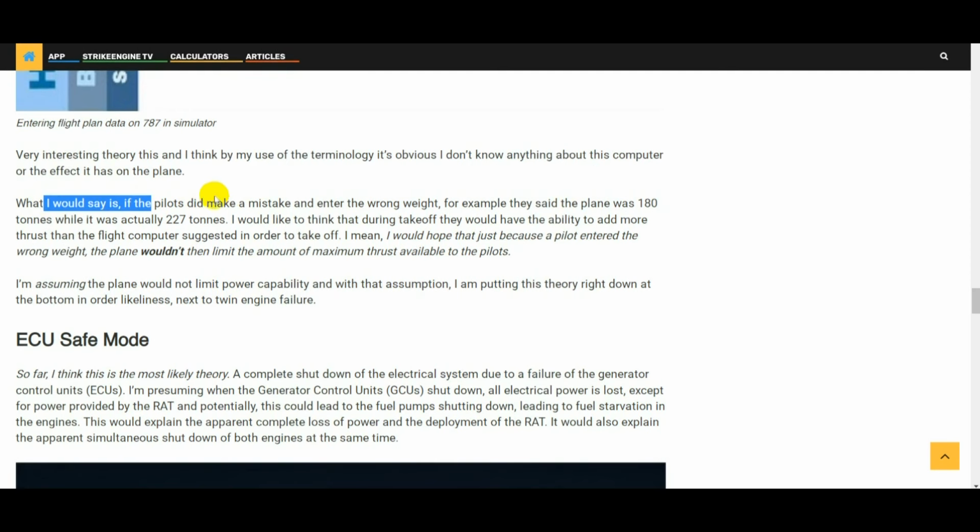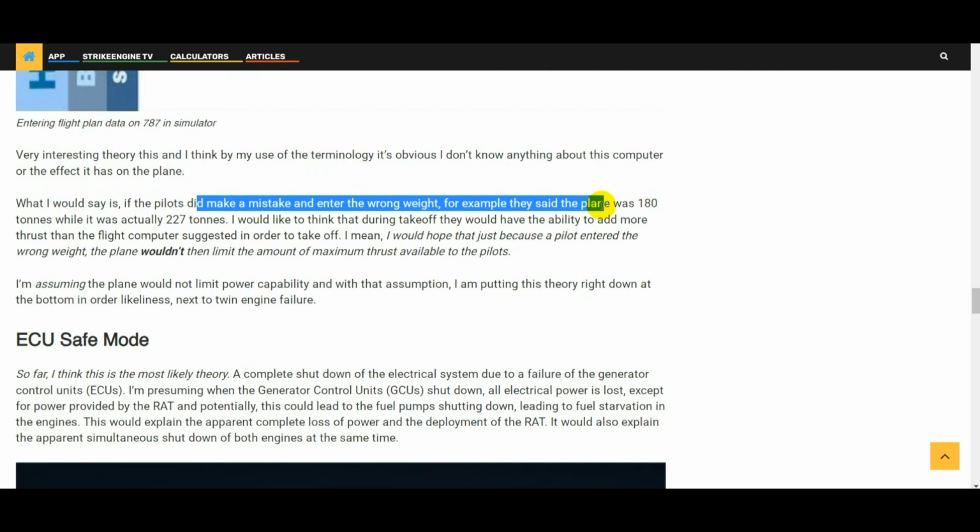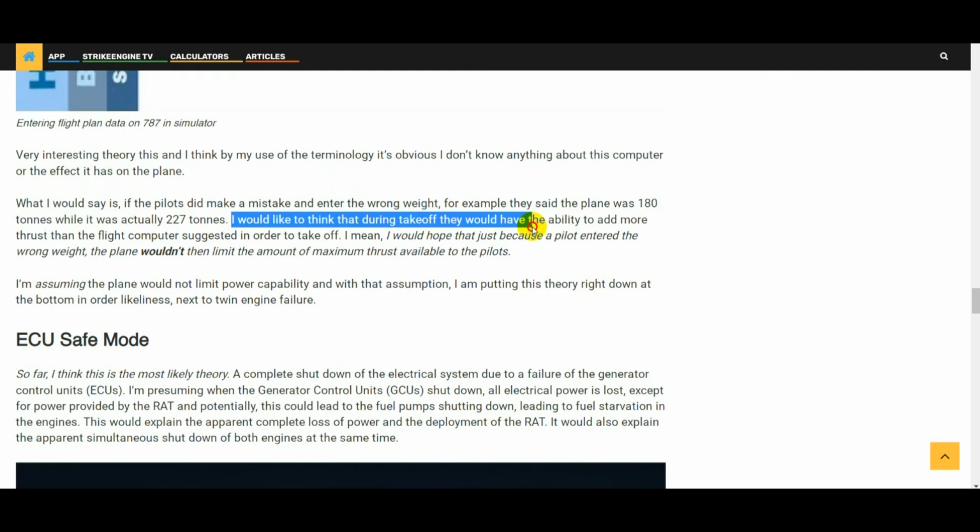But I would say this: if the pilots did make a mistake and enter the wrong weight, for example, say they said the plane was 180 tons while it was actually 227 tons on takeoff, I would like to think that during the takeoff they would have the ability to add more thrust than the computer suggested in order to take off. I would hope that just because the pilot has entered the wrong weight accidentally, the plane wouldn't then limit the amount of maximum thrust available to the pilots.